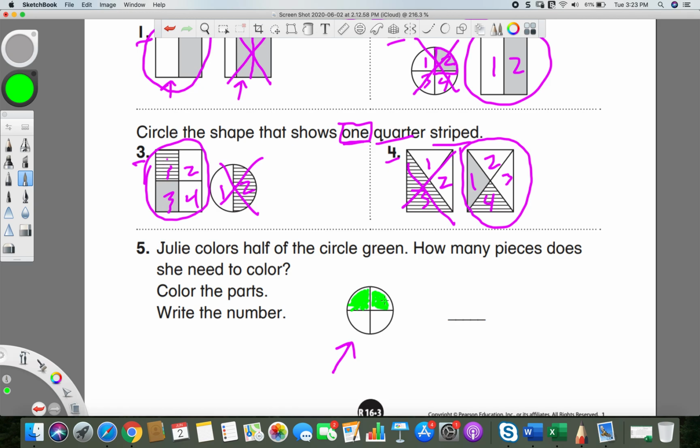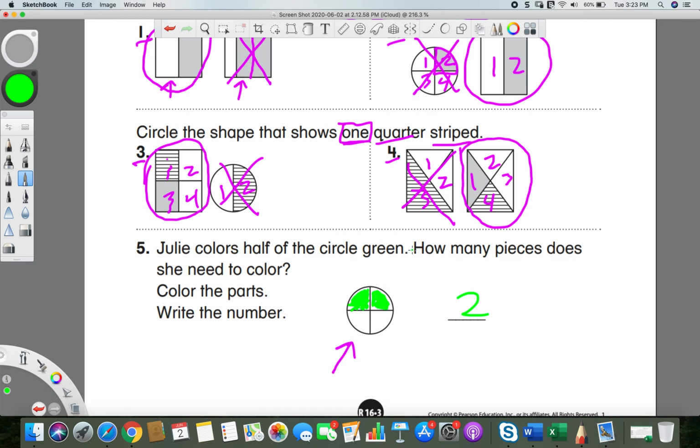Now for this circle, do I now have half of the circle colored green? I do. Because see how this top half is all green now and the bottom half isn't? So how many pieces did I just color? I had to color in 2 pieces to make half of the circle green.